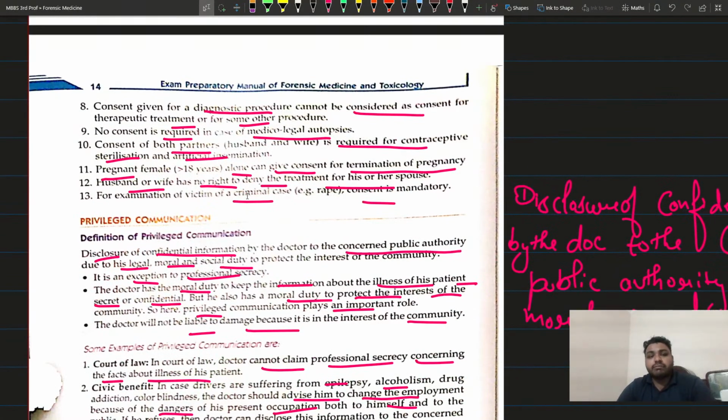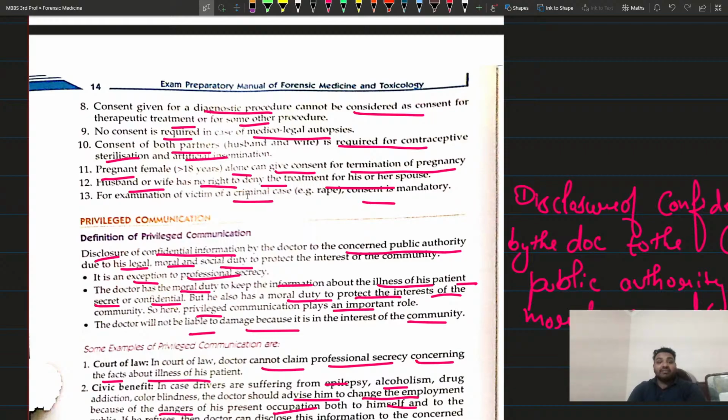Consent given for a radiodiagnostic or diagnostic procedure cannot be considered as consent for therapeutic treatment. You cannot say the patient agreed to an HIV test or a malaria test, so you can go ahead with treatment. Testing and treatment should not be combined. They are both separate entities. Consent for a diagnostic procedure and for the treatment is not the same. It's different, so you have to take the consent differently.